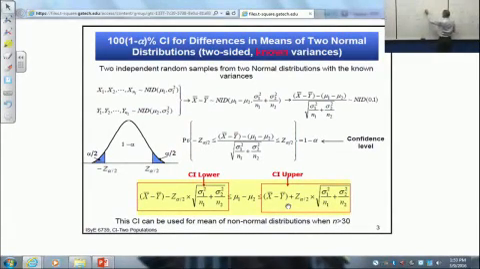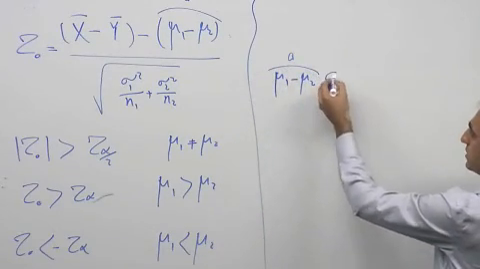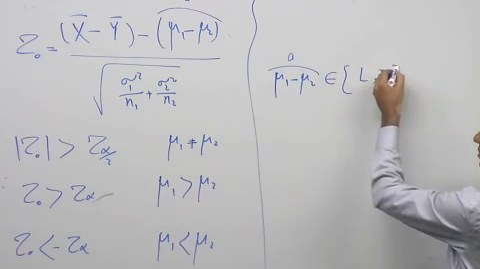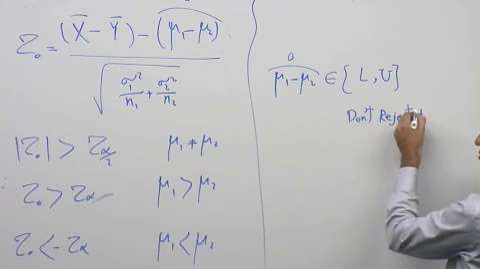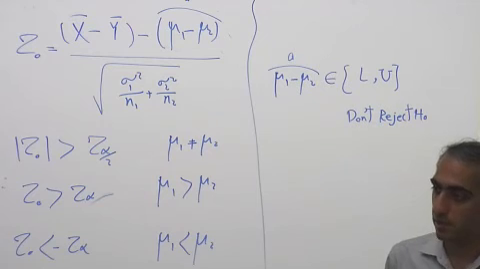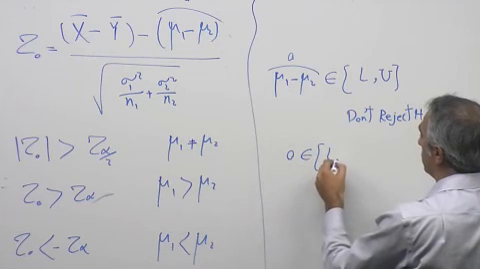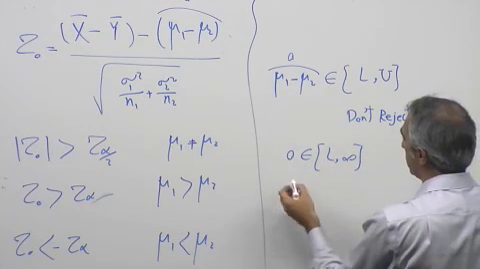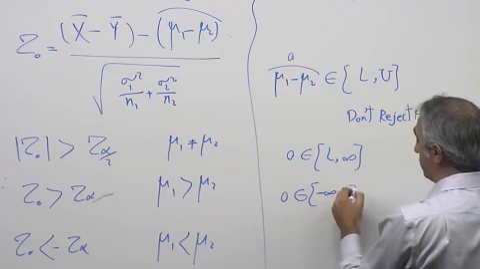Because mu1 minus mu2 under H null is 0, if 0 belongs to the confidence interval, do not reject H null. Otherwise, we reject it. This is for two-sided; for one-sided, the same thing. So basically, if 0 belongs to, or this case is, negative infinity to u.